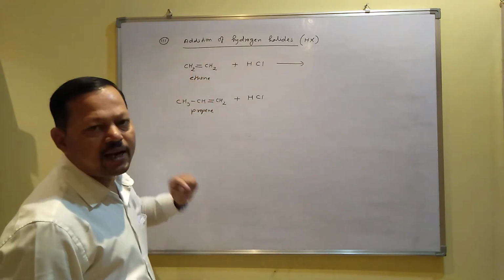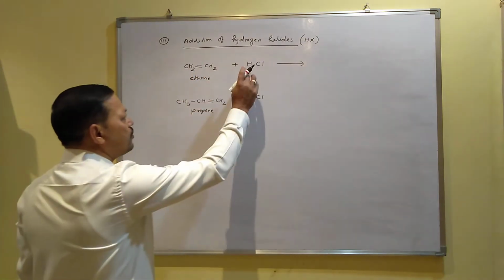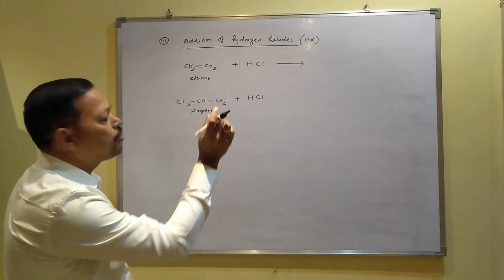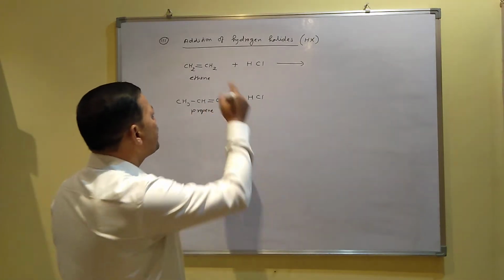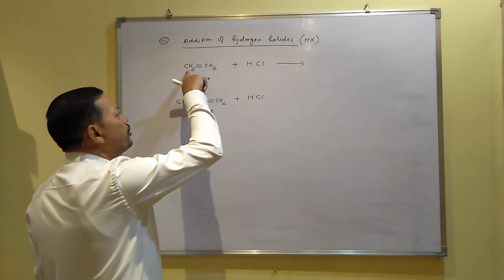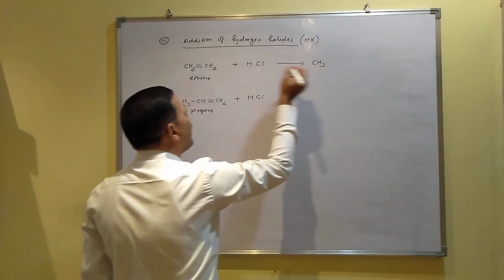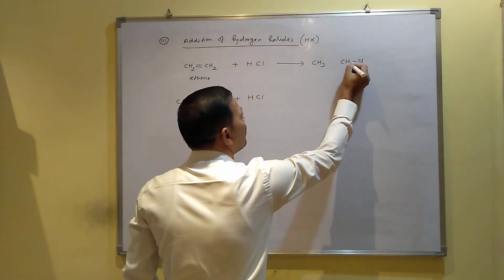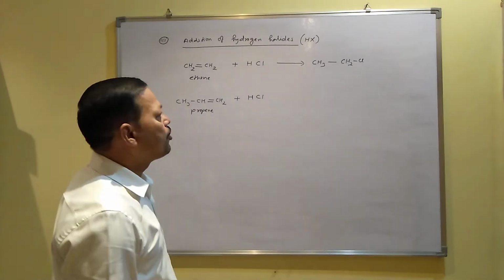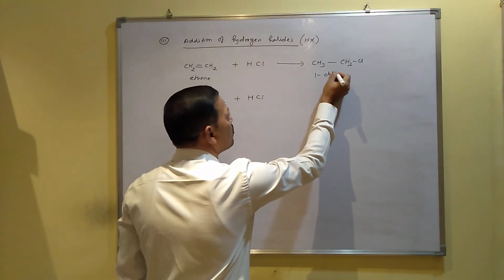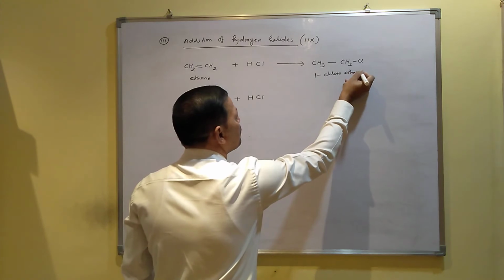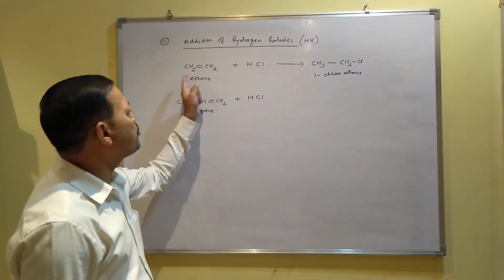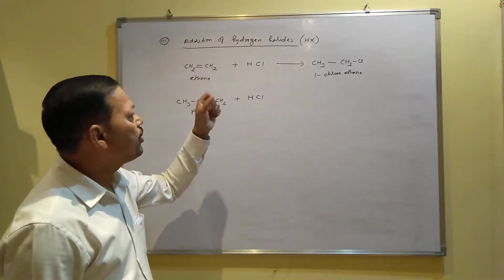So this type of alkene is called unsymmetrical alkene. In case of symmetrical alkene, there is no problem. You add hydrogen with 1 carbon and you add chlorine with another carbon, and the double bond will be converted to single bond. So if you add hydrogen with this carbon, it goes to CH3. And when you add chlorine with this carbon, it goes to CH2Cl, and the double bond is converted to single bond, which is called chloroethane. So in case of symmetrical alkene, there is no problem. You can add hydrogen with 1 carbon and chlorine with the other carbon.